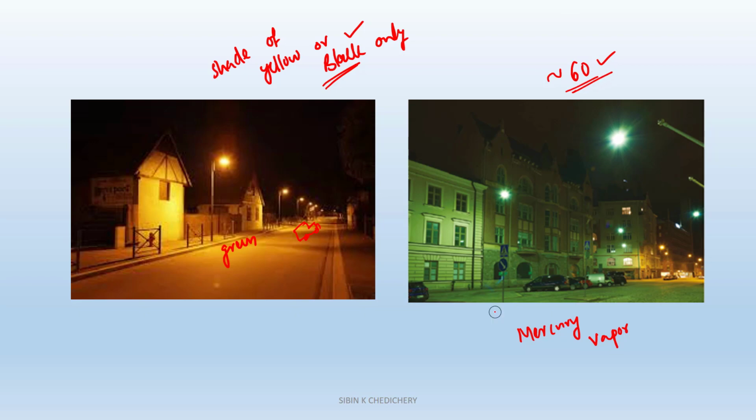Then in our examination, we have another question regarding the mercury vapor lamp: the main application of the mercury vapor lamp is in railway yards. Please note that also.